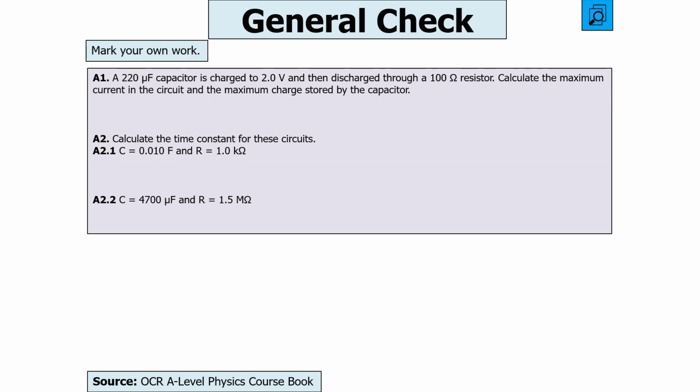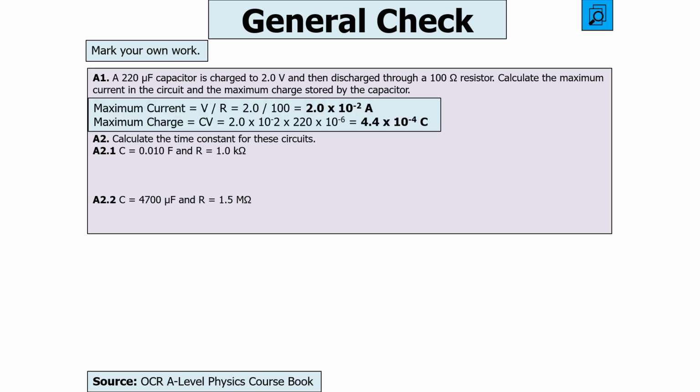So pause the video now, then unpause the video when you want to go through your answer. Right, in this first one, how do you work out the current? Well, again, use your equations from electricity. I is equal to V over R, so therefore it's going to be 2 over 100, so it's 2.0 times 10 to the minus 2 amps. Therefore, charge Q equals CV. Well, we know the capacitance because it's given in the question, so we're going to convert 220 microfarads to 220 times 10 to the minus 6, multiply it by our value for the potential difference there, 2, so we get 4.4 times 10 to the minus 4 coulombs.